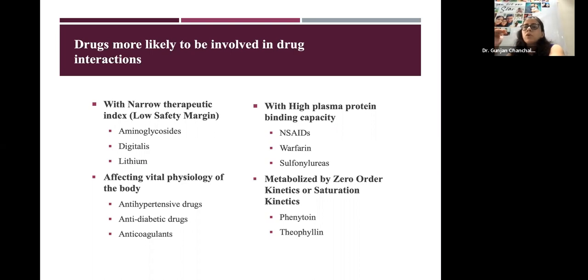But when we talk of zero order kinetics or saturation kinetics, above a level the drug metabolism will not increase. That means if I give a drug at X, the metabolism will be at X. If it has a saturation limit of X itself, then when I double the dose of this drug, the metabolism will still remain X. That means when I double it, the complication will be more than double of what it can be.